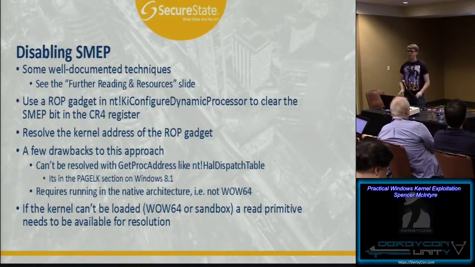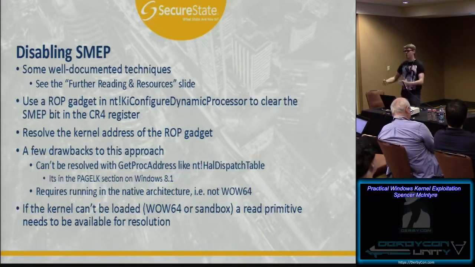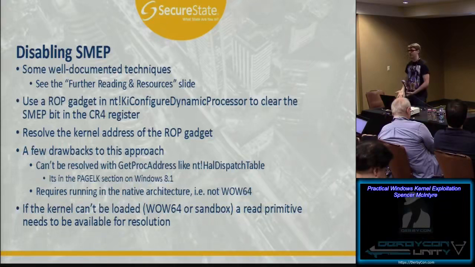One of the more difficult things about this, though, is that unlike the NtHal dispatch table, the address of these ROP gadgets cannot be directly resolved because it's buried down within a function in the PAGELK section. But you can still do something similar by loading the kernel executable into your process space. You can search that PAGELK section by processing the PE headers, and then search for the ROP gadgets to determine the address of the gadget suitable for disabling SMAP. That gadget can disable SMAP by clearing the SMAP flag in the CR4 register, and after that's been disabled, you can execute your code in a userland address from the context of the kernel.